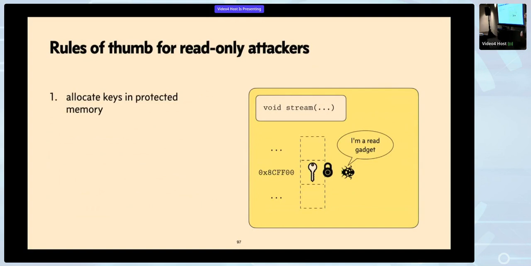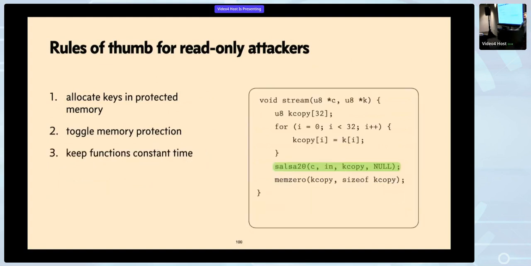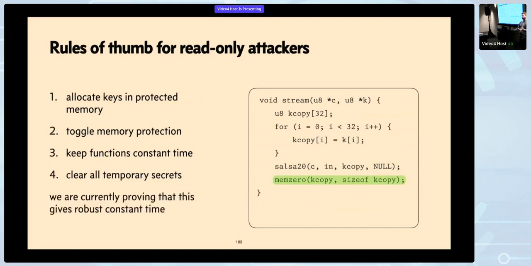Firstly, we say you should allocate your keys in protected memory, as we saw with the libsodium things. So you should lock down the keys at rest. You then have to toggle this memory protection across calls into the library, so we allow access only while we are within the trusted cryptographic library. Third, constant time does not go away. We still need this function to be constant time. If it leaked secrets, then all would be lost. And lastly, at the end of the function, we must clear all temporary secrets. We are currently proving that this set of rules of thumb, when expressed more formally, gives you robust constant time against read-only attackers.